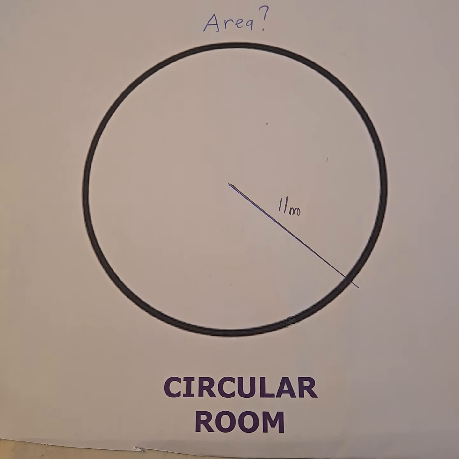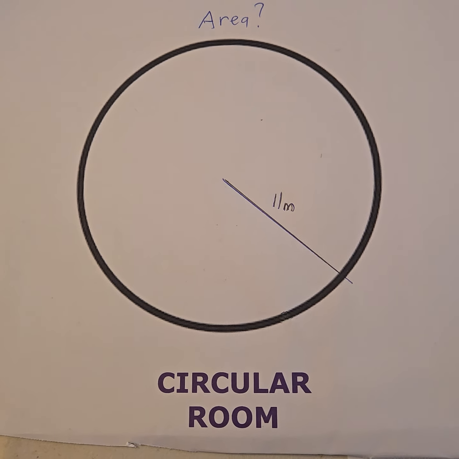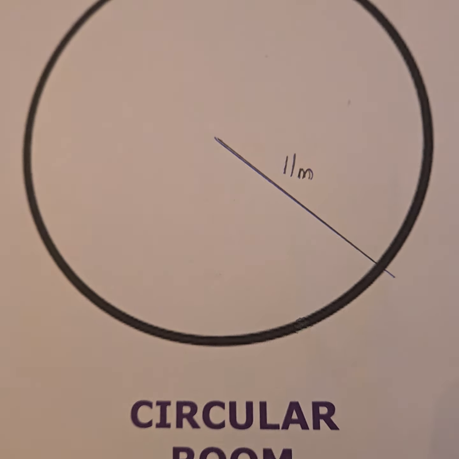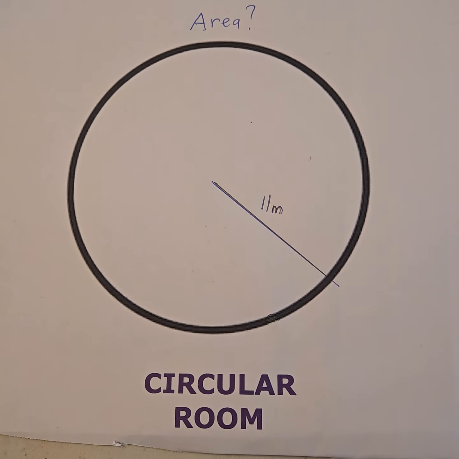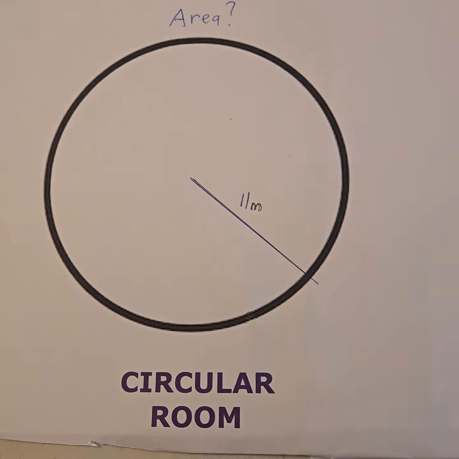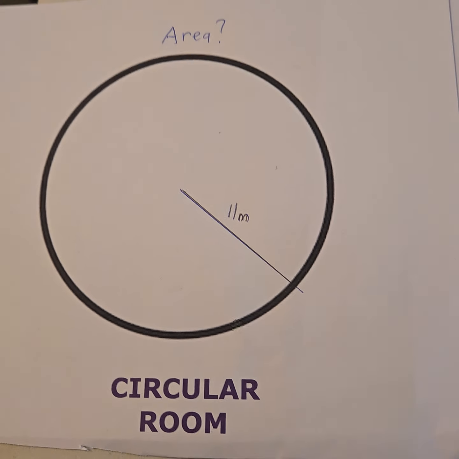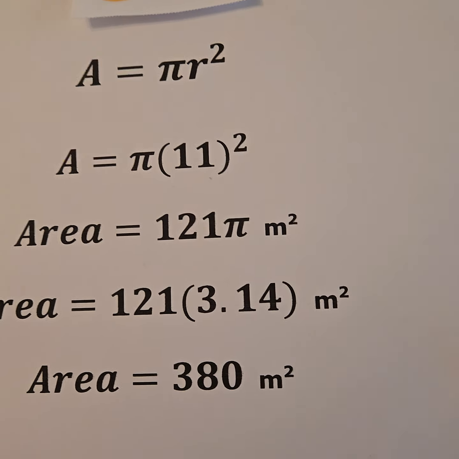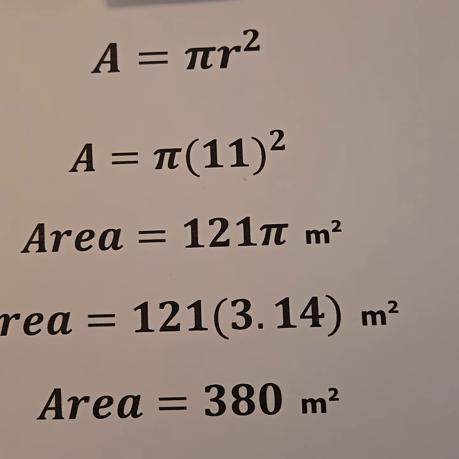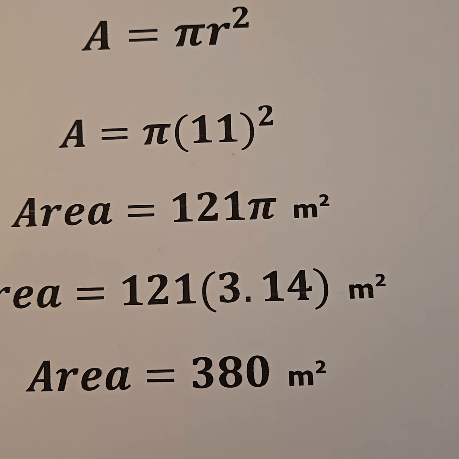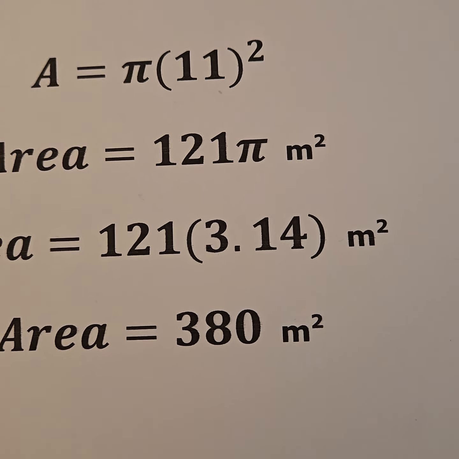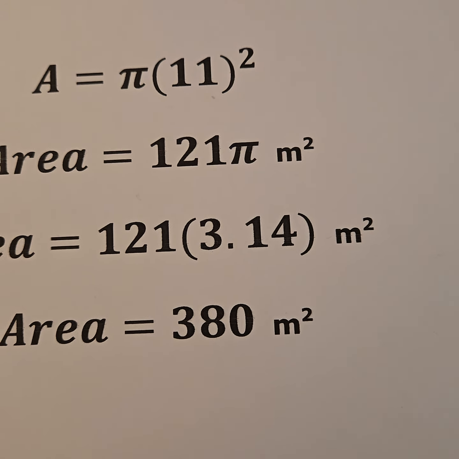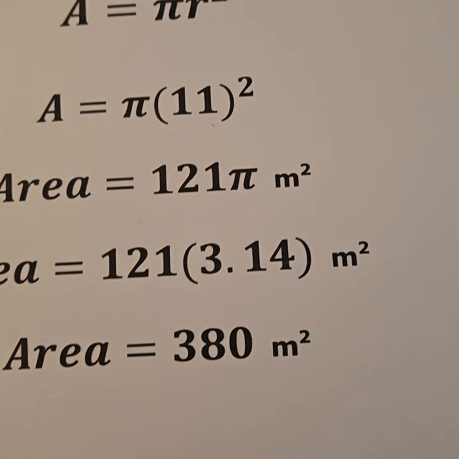Hi everyone. We have a circular room with a radius of 11 meters. We need to find the area. I guess we're going to paint the floor and do other things. Well, the easiest way we all know is the formula for an area. Area is pi r squared, pi times 11 squared, which is 121 pi meters squared, because 11 squared is 121.